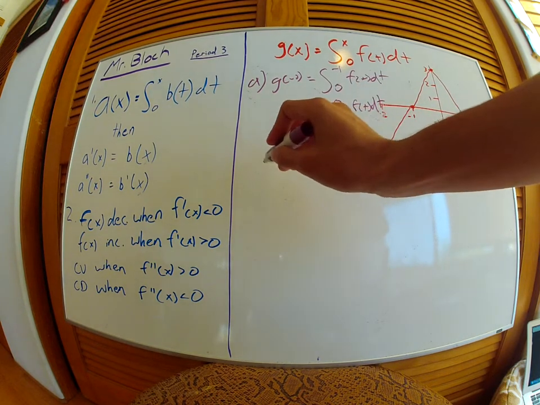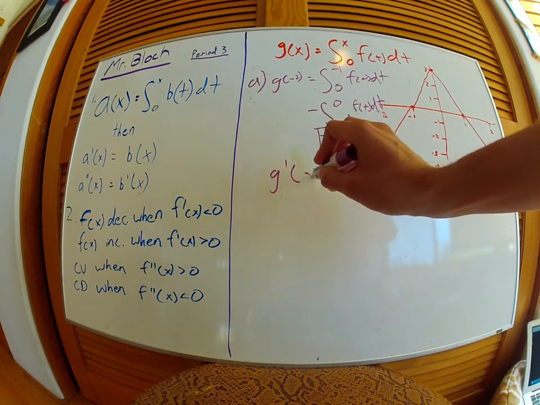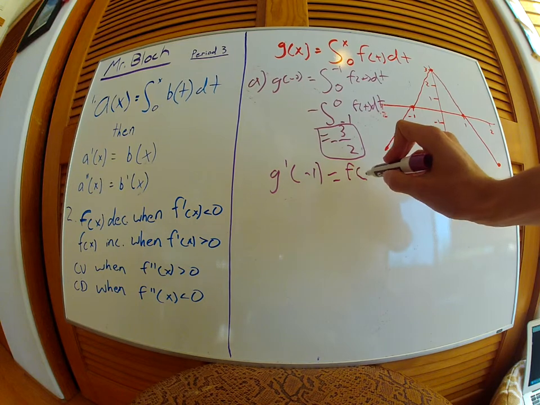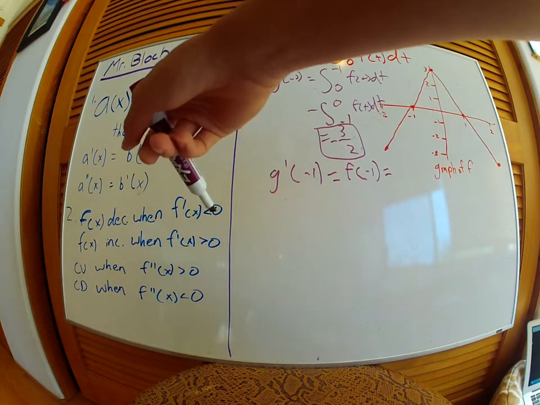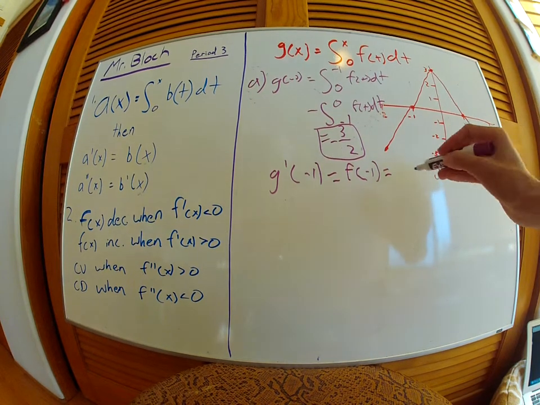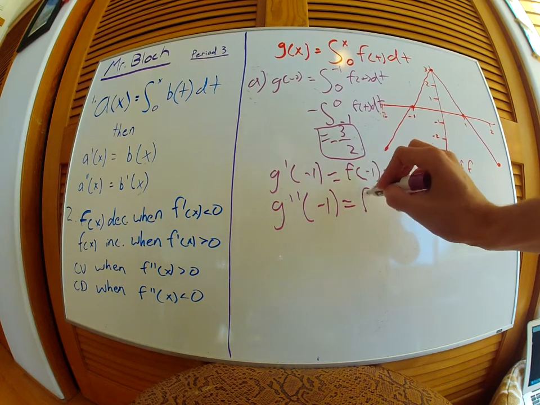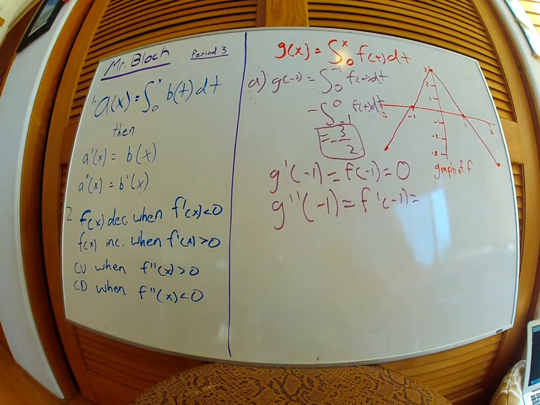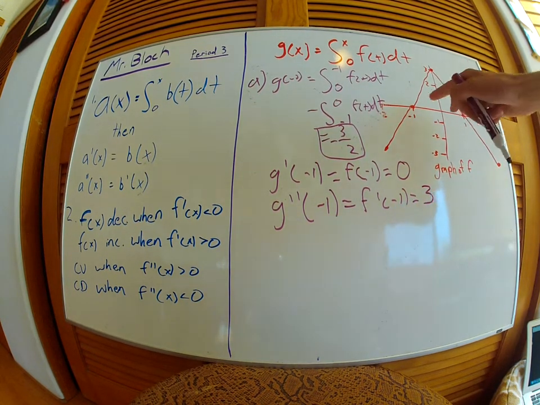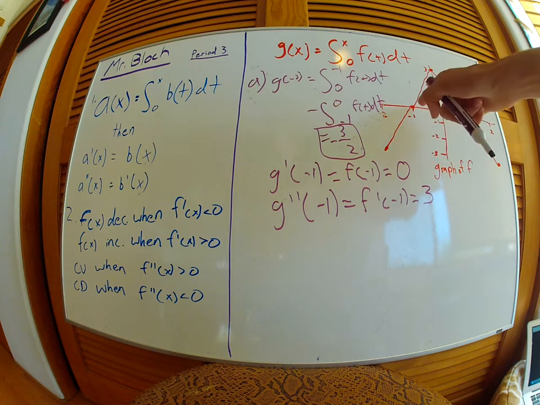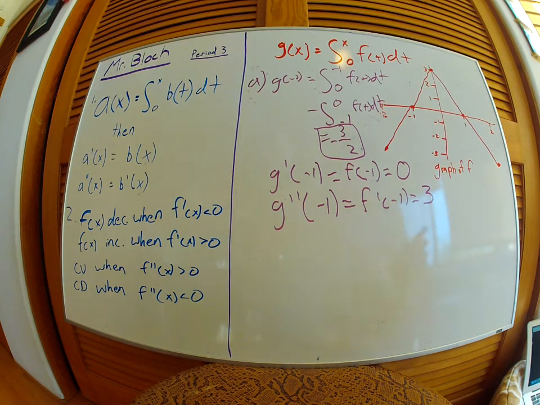There you go. Alright, so now we're trying to find g prime of negative 1. G prime of negative 1 is equal to f of negative 1, and as we can see, that point is 0. G double prime of negative 1 is equal to f prime of negative 1. This is simply asking for the slope at negative 1, and that is 3. You can go 3 up and 1 over, and that slope is 3. So that means this line is constant with a slope of 3.